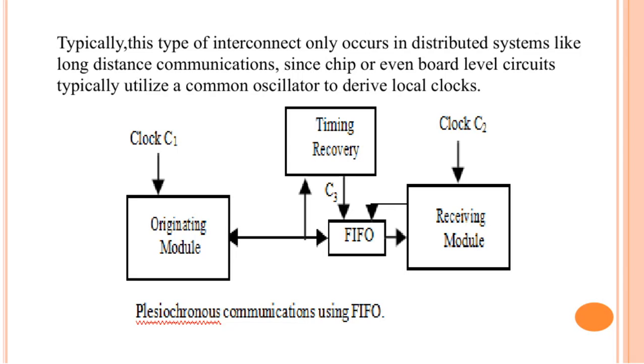Here, we're looking at a type of interconnect that you usually find in distributed systems, especially those used for long-distance communications. Unlike chip or board-level circuits, which generally rely on a shared oscillator to generate local clocks, these interconnects don't have that luxury. This means the timing has to be managed differently, which can introduce unique challenges, but is necessary for maintaining synchronization over longer distances. Understanding this distinction is key to grasping how distributed systems handle communication effectively.